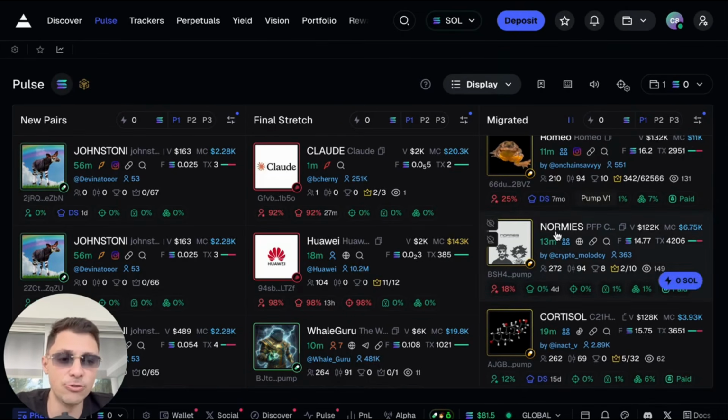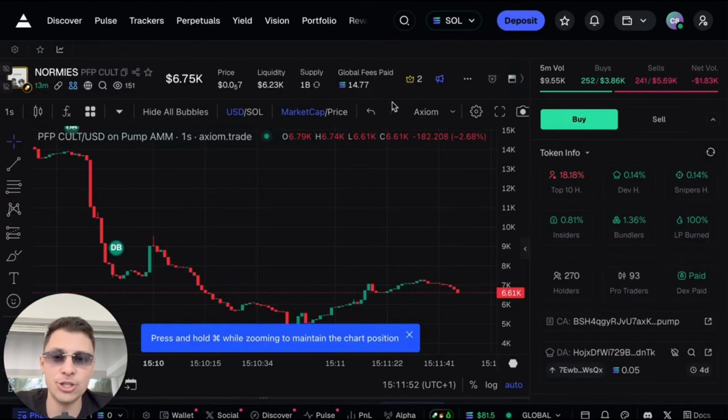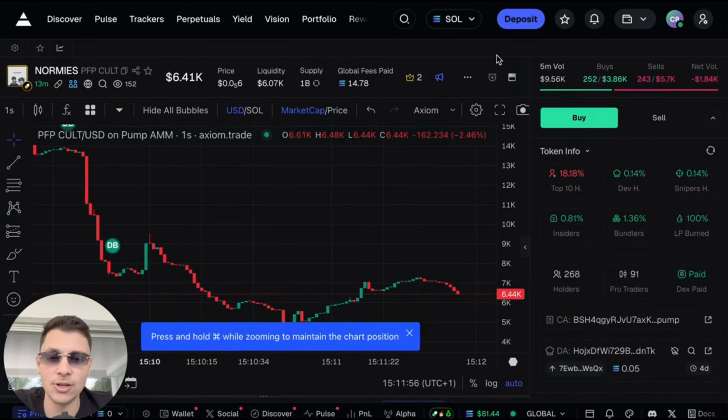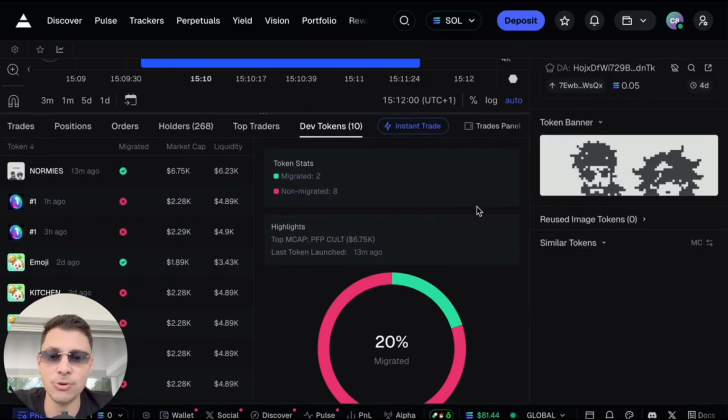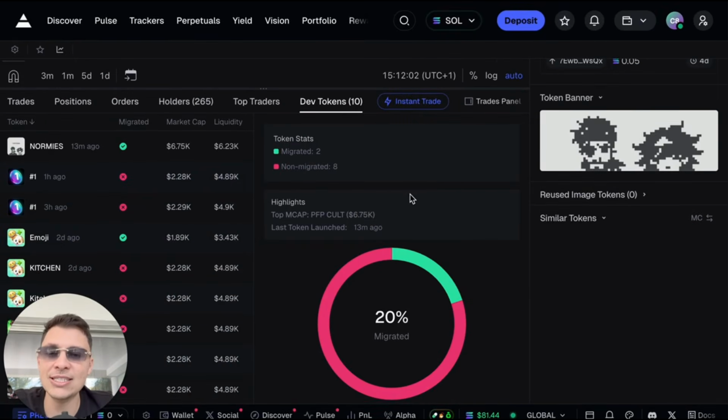So for example, if we click on this one, normies, I'm going to show you this one. So as we are looking at it, okay, forget about the chart. Most important thing, we go down. So this is the success of the dev, 20%. So he's migrated 2 and 8 have been non-migrated. You can actually go and check the coins here, you know, the market cap, liquidity, and so on.